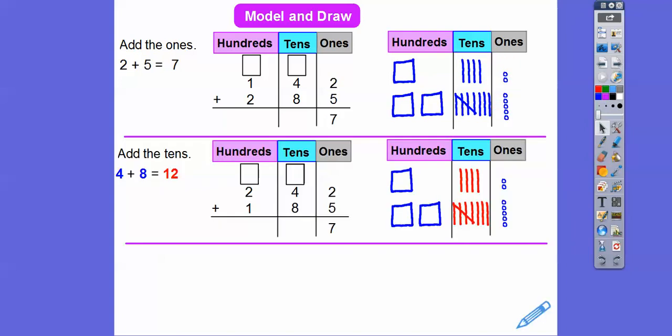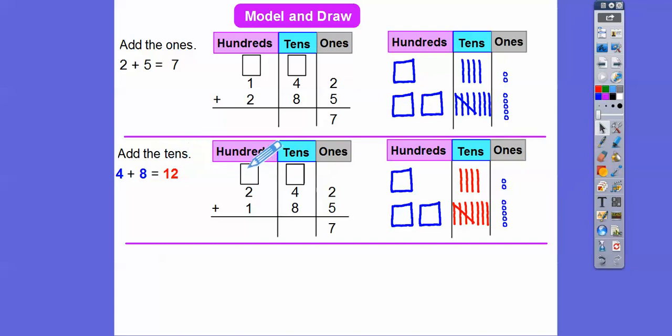Now when we add the tens, we get a 2-digit number right here. So let's go ahead and add the tens. I'm going to add 4 plus 8. 4 plus 8 equals 12. Over here we have 12 tens sticks. So we're not going to write 12 right here. What we're going to do is regroup this and count this 1 in the hundred spot.